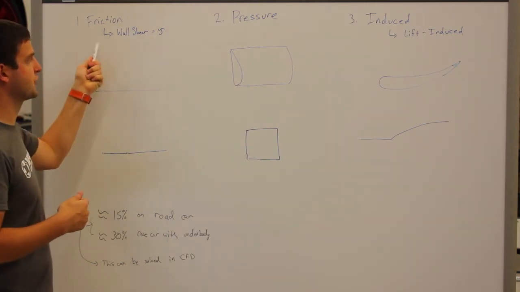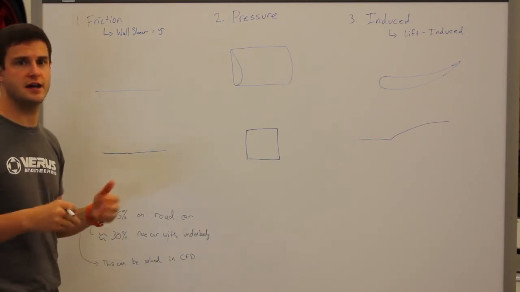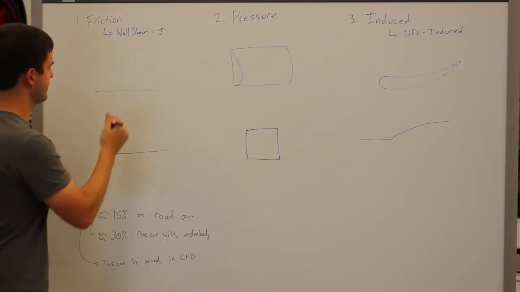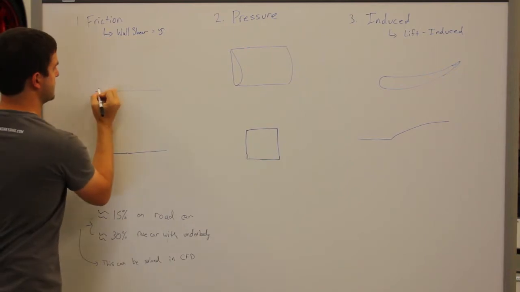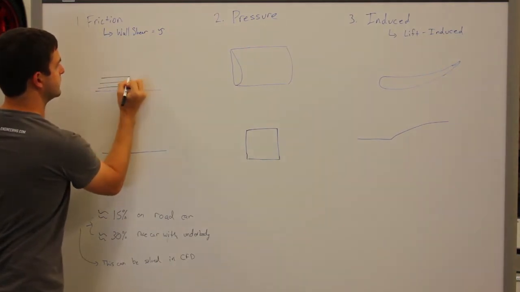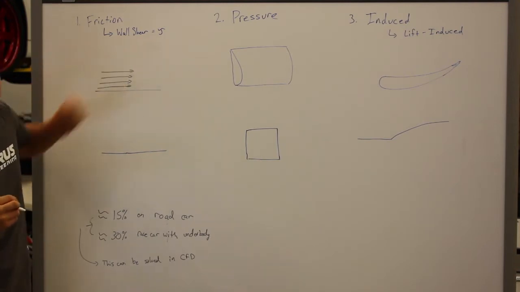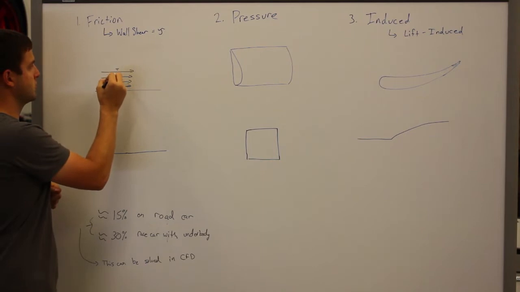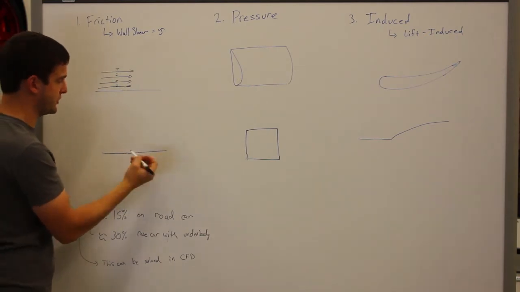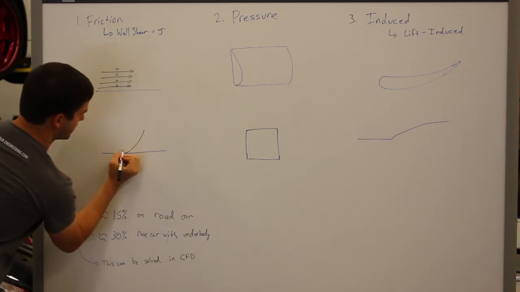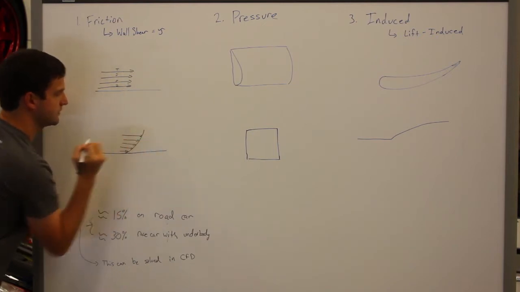The first main one is friction, which is also called wall shear stress. It's what you view in CFD. As airflow is flowing over a surface, if there was no friction, it would look like this: you'd have velocity, air free flowing across here, and these would all be equivalent, they would all be the same. Now, if you take into effect friction, you're going to have something along the lines like this.